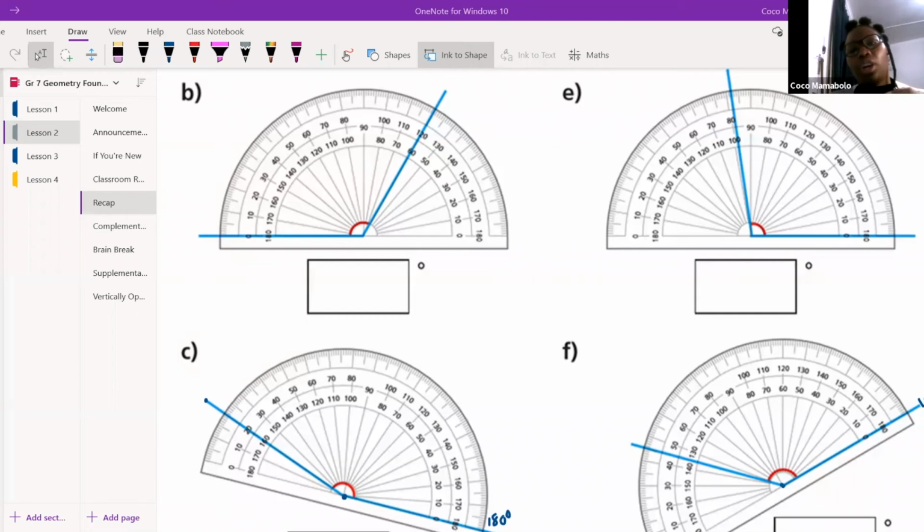No, Mahlubi, if you can't see B or E, try and scroll up on your screen. You need to minimize and then zoom into the part that you're looking for.